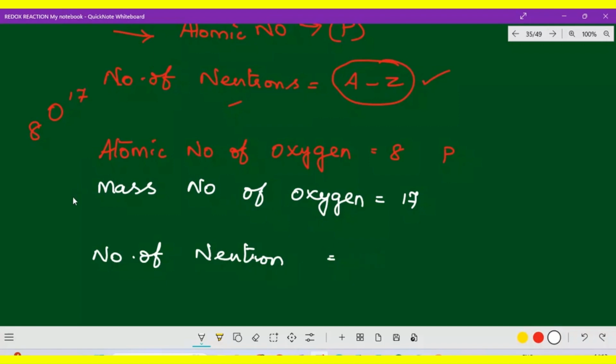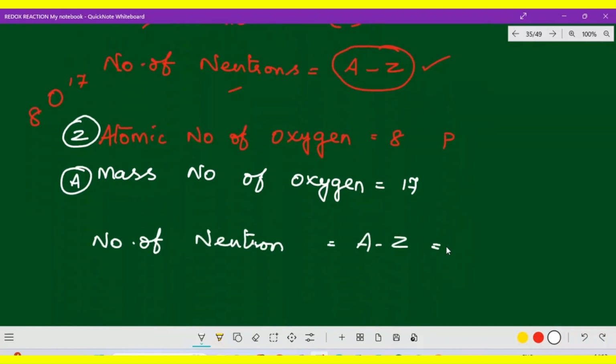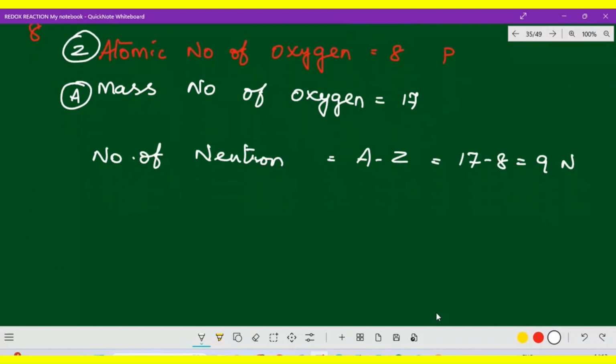So the mass number is A, and the atomic number is Z. So A minus Z, you will get the number of neutrons. So you will get 17 minus 8, which is 9 neutrons. Right, got it. Now we have to identify the number of neutrons present in 12 into 10 to the power of 25 atoms of oxygen.